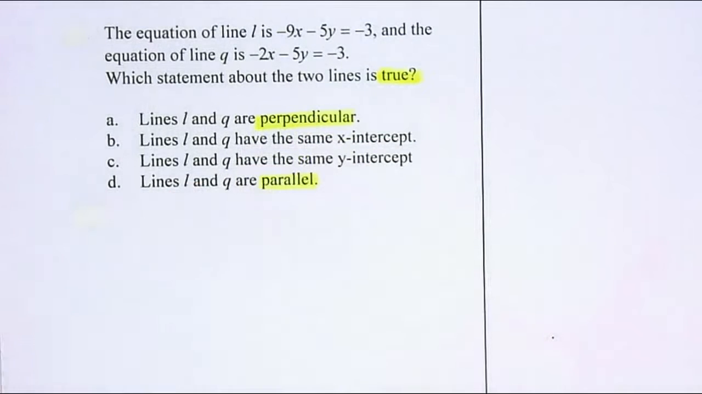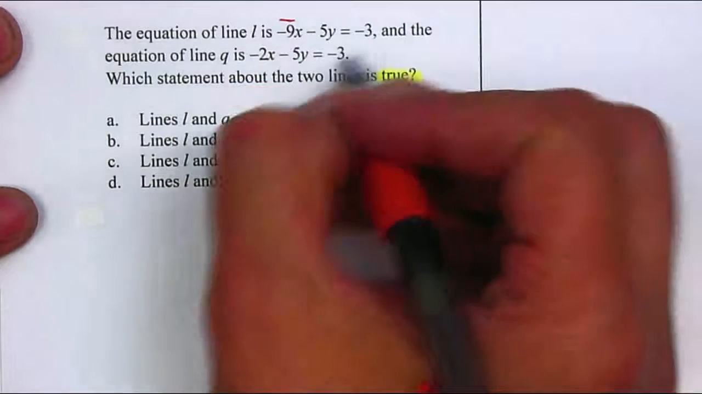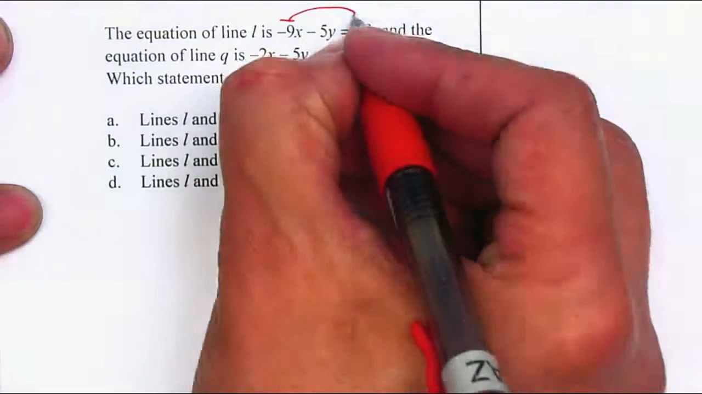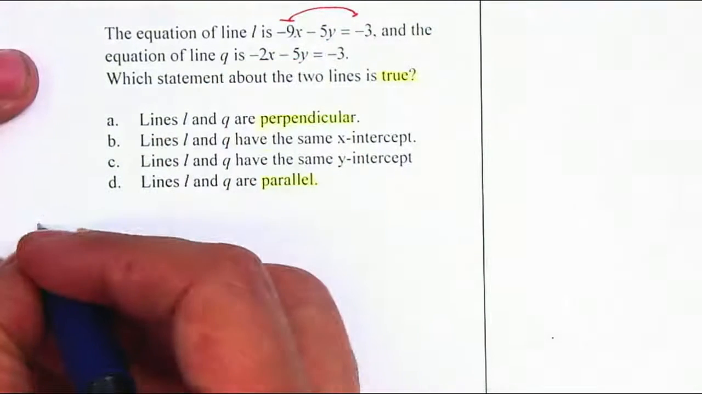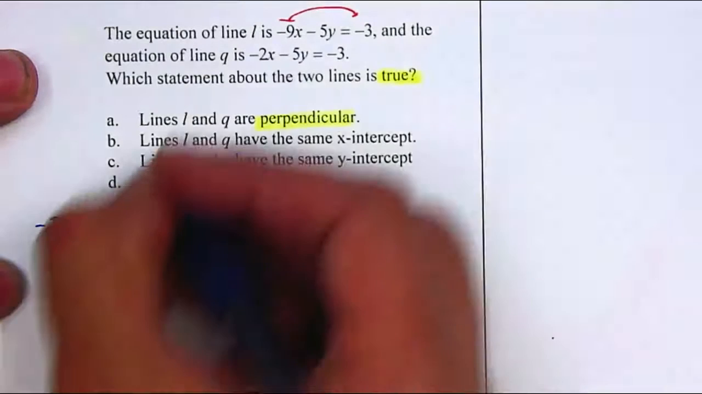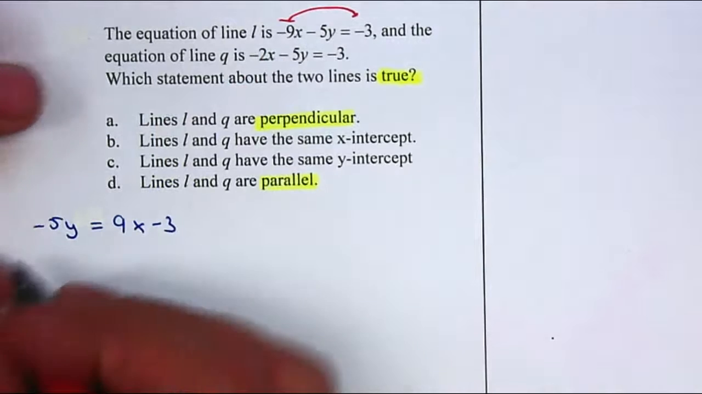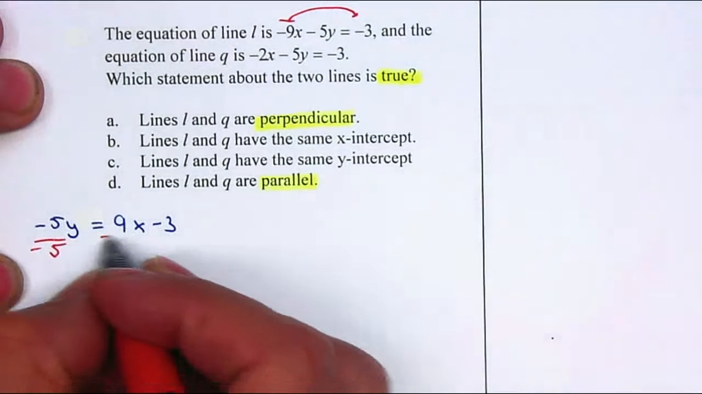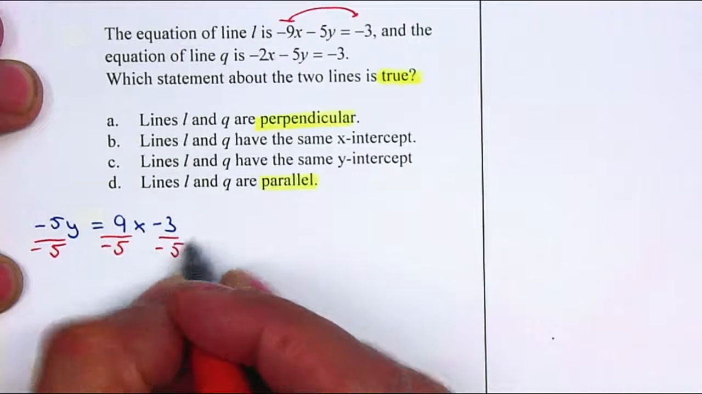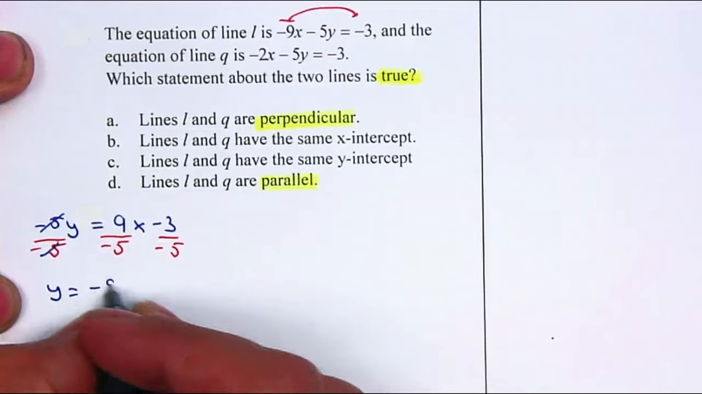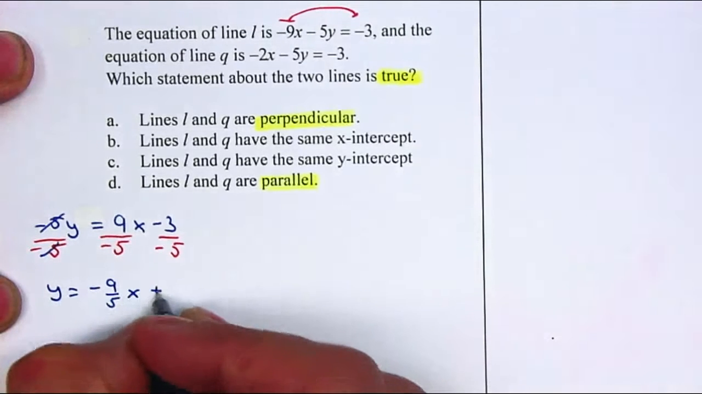or parallel, we need to be able to find the slope. Now to find the slope is a very quick process. We basically just need to place it into slope-intercept form. We move the x to the right. That will give me a negative 5y is equal to, negative becomes a positive, 9x minus 3. And then we just divide by negative 5 to leave the y by itself. That will cancel. So we have y is equal to negative 9 over 5x plus 3 over 5.